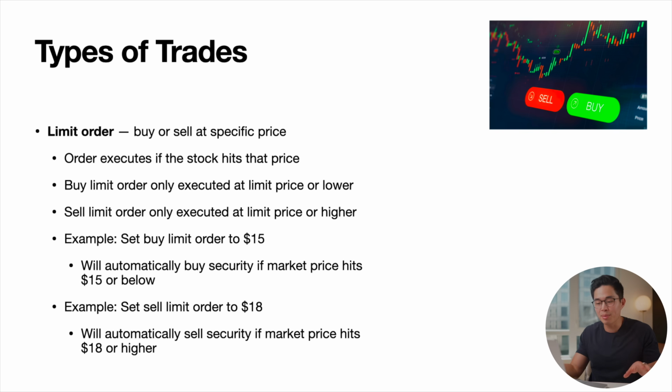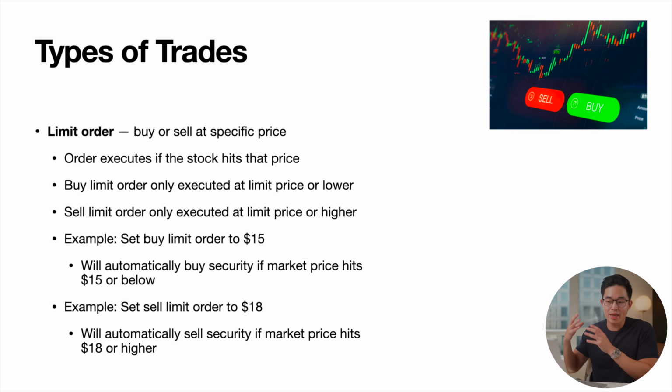I know that sounds a little bit complicated, but let's go through an example and it's going to make a lot more sense. Let's say you want to buy a stock and it's currently trading for around $16. If you set a buy limit order of $15, it's automatically going to buy the stock if the market price hits $15 or below. So if that stock never hits $15 or lower, then your order is not going to actually execute and you won't buy the stock.